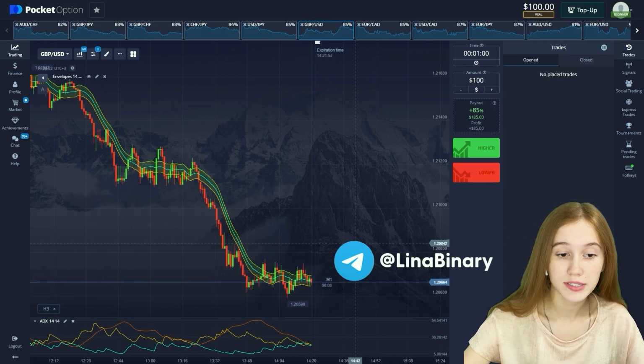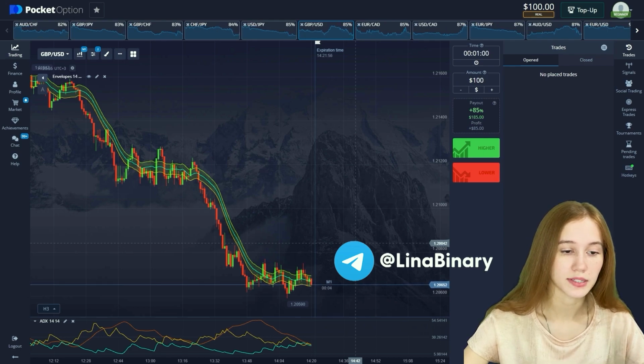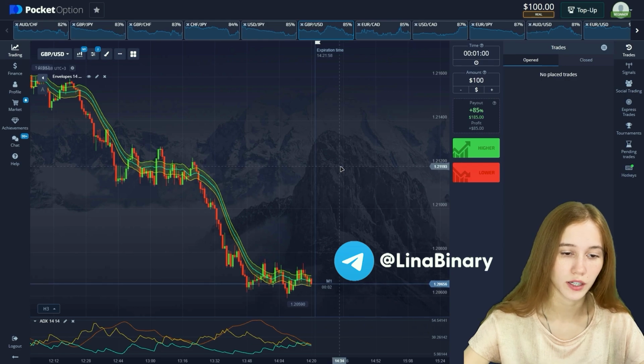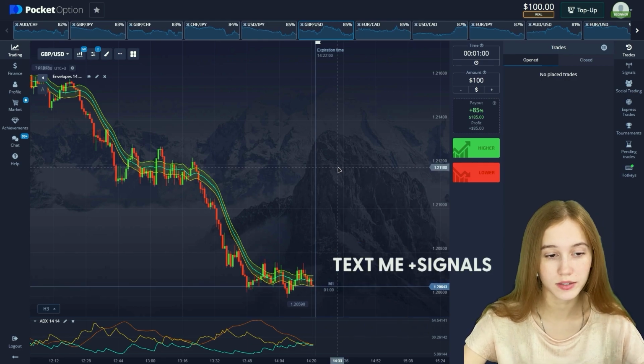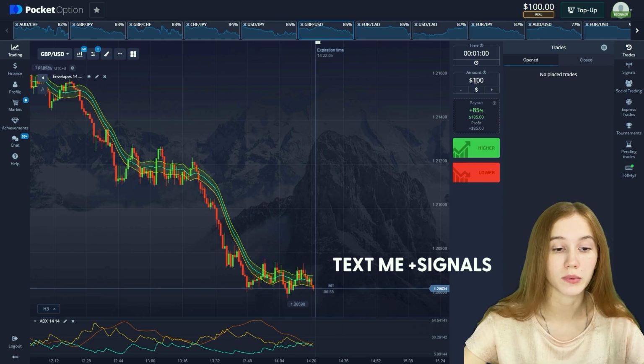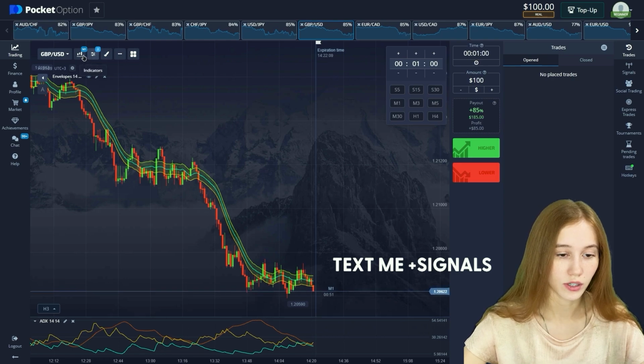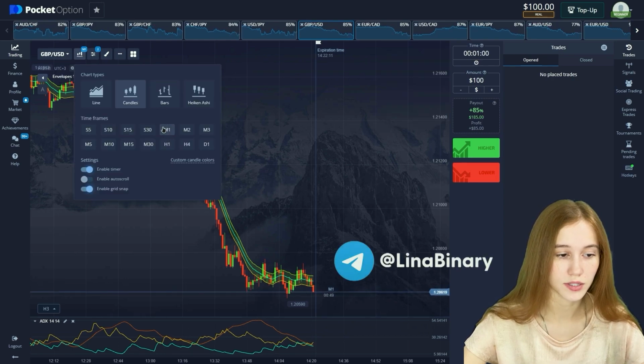Let's see what happens. Let's set up our workspace. What we see, the trade amount will always be $100. The trade time will be 1 minute. I will enable the minute time frame and candles. We'll also trade on currency pairs, and here are today's currency pairs.